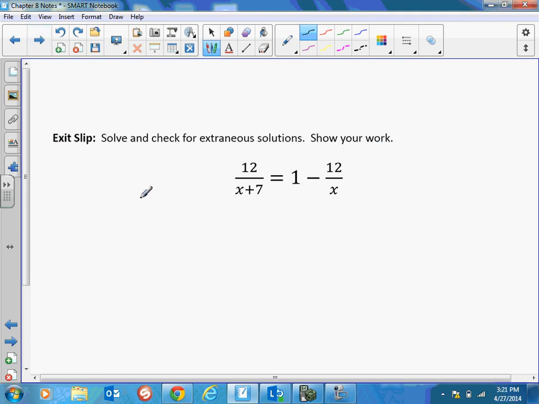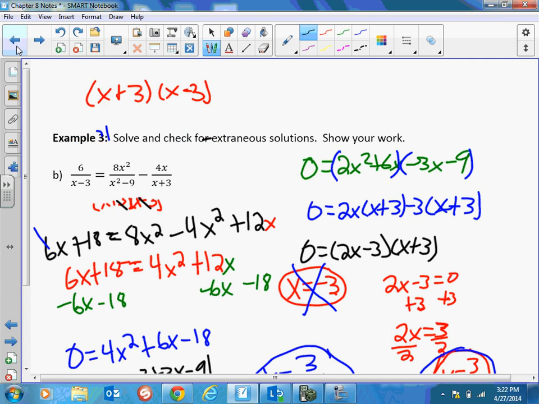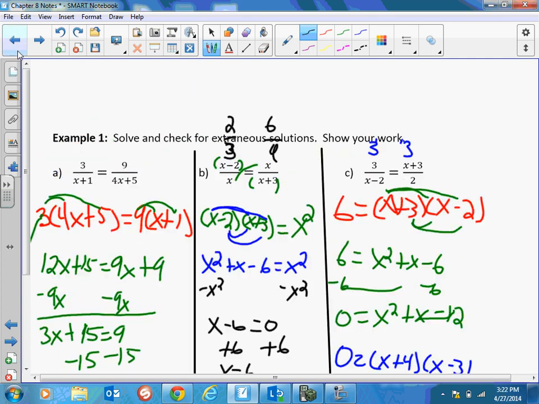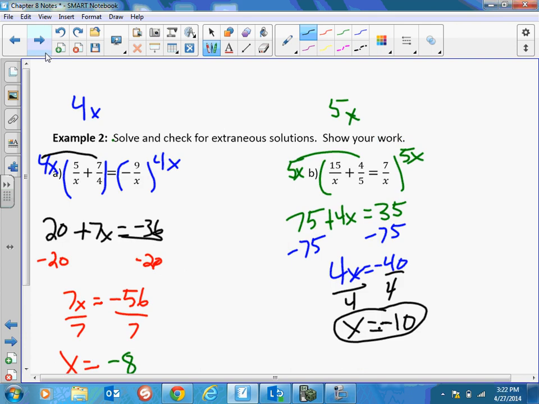Okay, so that's pretty much it. Your steps for this is, let's go back to the first examples. I know there's a lot of these. Example 1, if it's just a fraction equal to a fraction, cross multiply and solve. This is what you did. You've done this in Algebra 1. Just setting up a proportion.